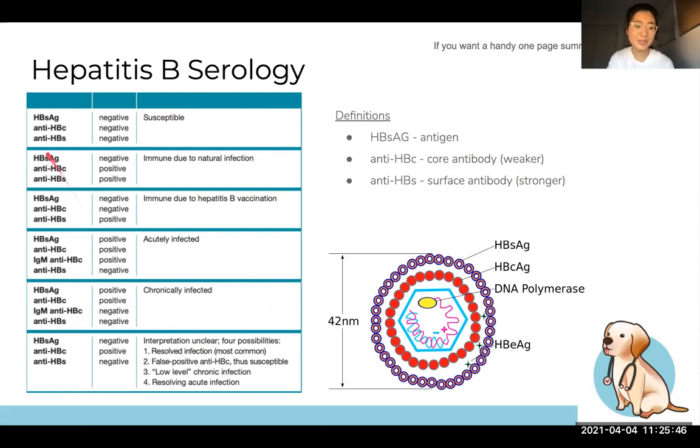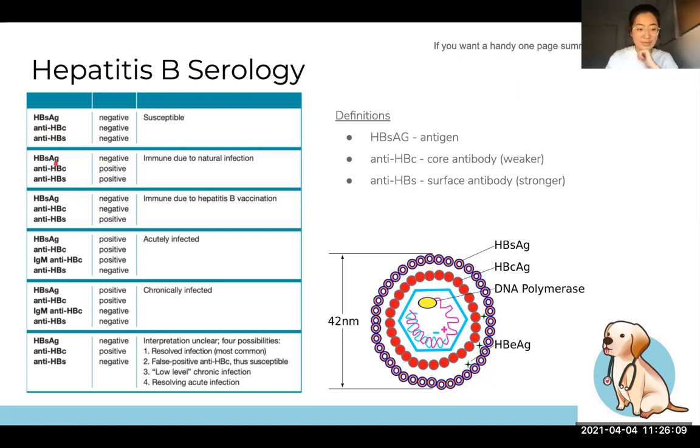So in the first situation, you don't have any antigens, meaning that you are currently not infected. You don't have any antibodies, not the core one or the surface one, which means you have not been infected in the past. You are currently not infected, but you are also not vaccinated, which means you are susceptible to being infected in the future.